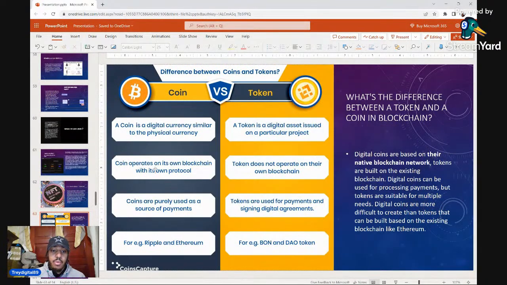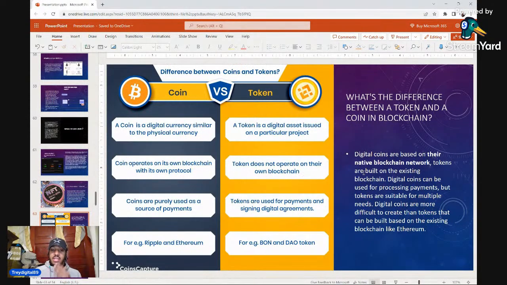Now, a coin operates on its own blockchain, which is its own protocol, like Bitcoin. So Bitcoin is a protocol for Bitcoin. It's for this currency. Ethereum is a protocol for Ether. So it's on its own blockchain. Tokens do not operate on their own blockchain.